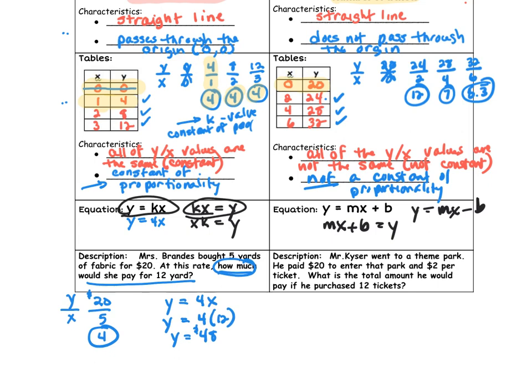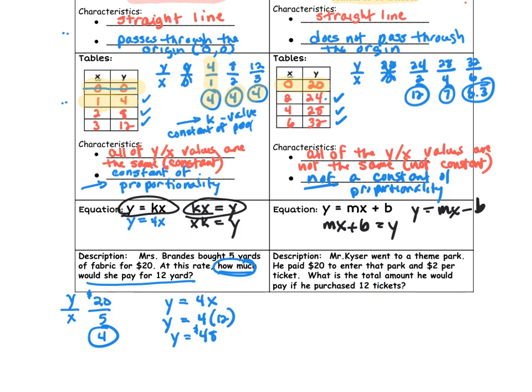So again, if you watched our lessons a couple weeks ago, we did several of those type of equations. Last but not least, and I know this has been a long lesson today, you won't have any homework or anything else to do, but I do want you to have this information. We're going to look at the final description for a non-proportional relationship. Mr. Kaiser went to a theme park. He paid $20 to enter that park and $2 per ticket. What is the total amount he would pay if he purchased 12 tickets?